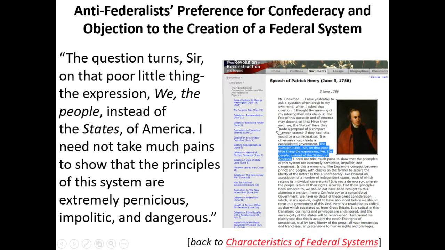Because Patrick Henry, like the other anti-federalists, understood the United States to be a union of states, not a union of people. And this new Constitution was going to transform what they had been pretty much happy with, a union of states, where Virginia was an independent state, and South Carolina was an independent state, and so on, to a union of the peoples of the states. And that worried them because they understood that, he says, it was extremely pernicious, impolitic, and dangerous.